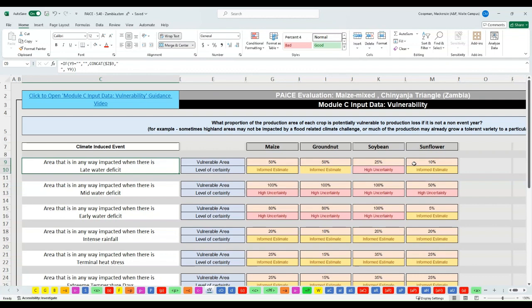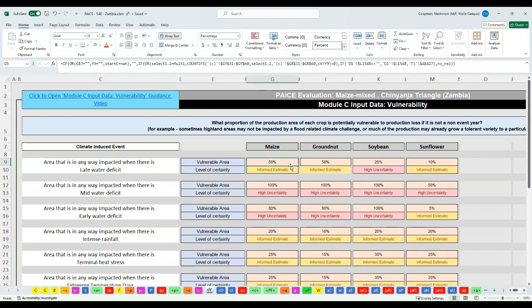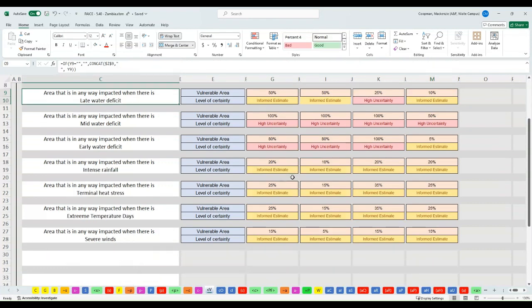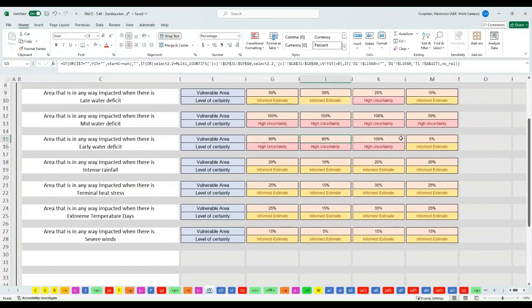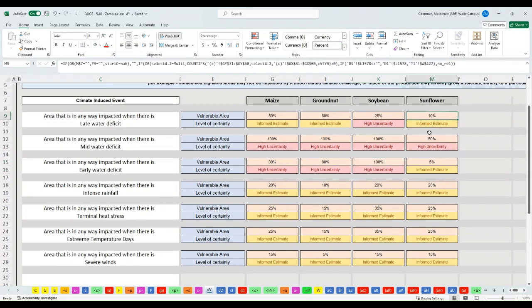If in a very severe year, there's no way that maize could be impacted by late season water deficit, then maybe it would be less than 100%. But unless maize is irrigated, or unless any of these crops is irrigated, they will be affected if there is a late season water deficit. Moving down, early season water deficit, that's the same. It's very likely that these will all be 100%.